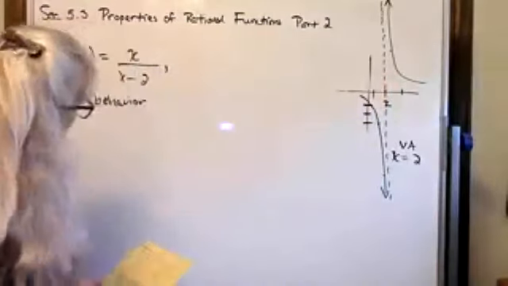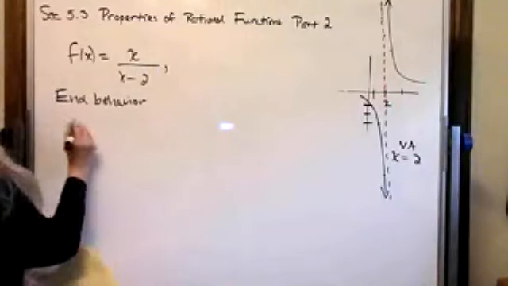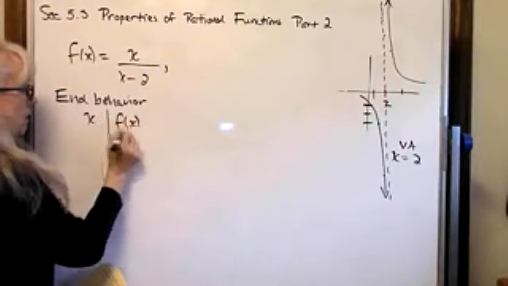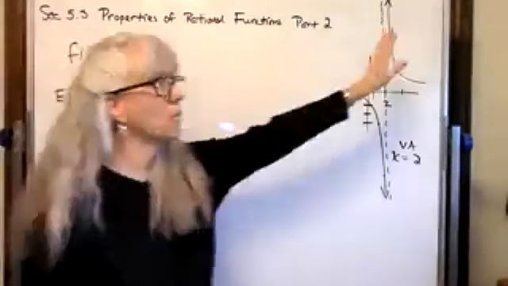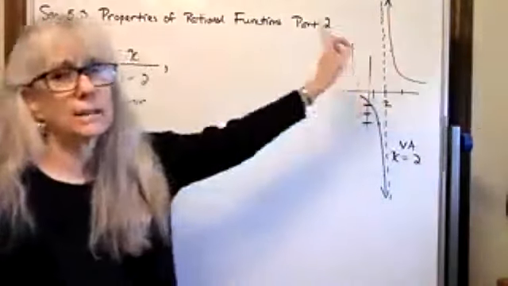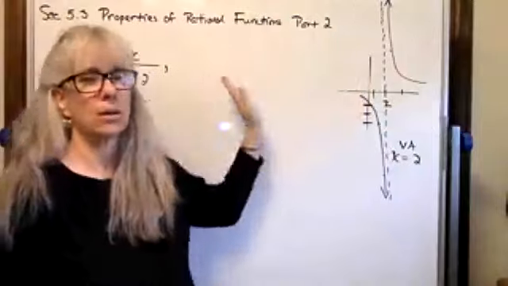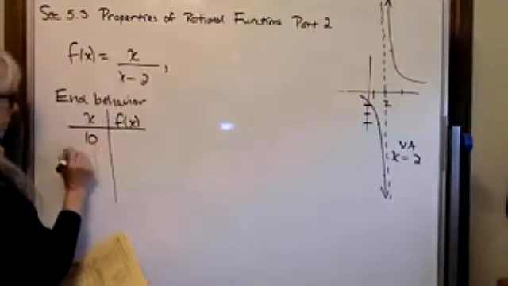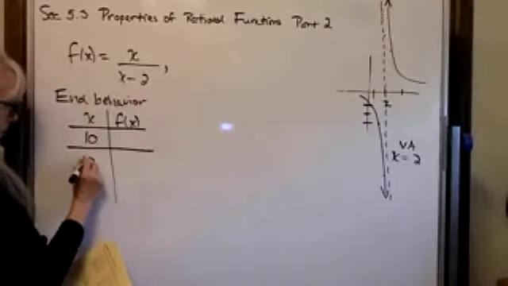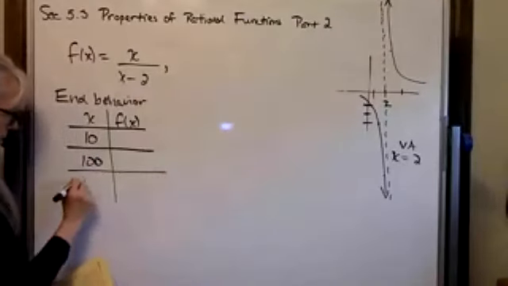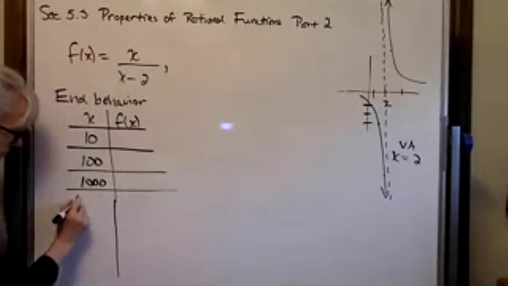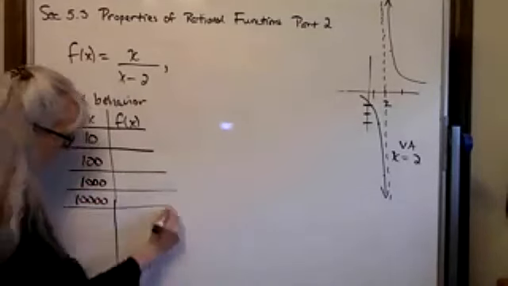So we're going to build a table again, the same kind of table. This time, though, we want to let x get really, really big because we want to know what's going on out there at infinity. And we're going to let x get really, really small, what's happening out here at negative infinity. So let's do the right side first. So we're going to plug in 10. We're going to plug in 100, and we're going to plug in 1,000, and we'll plug in 10,000, and then we're going to plug in 100,000.